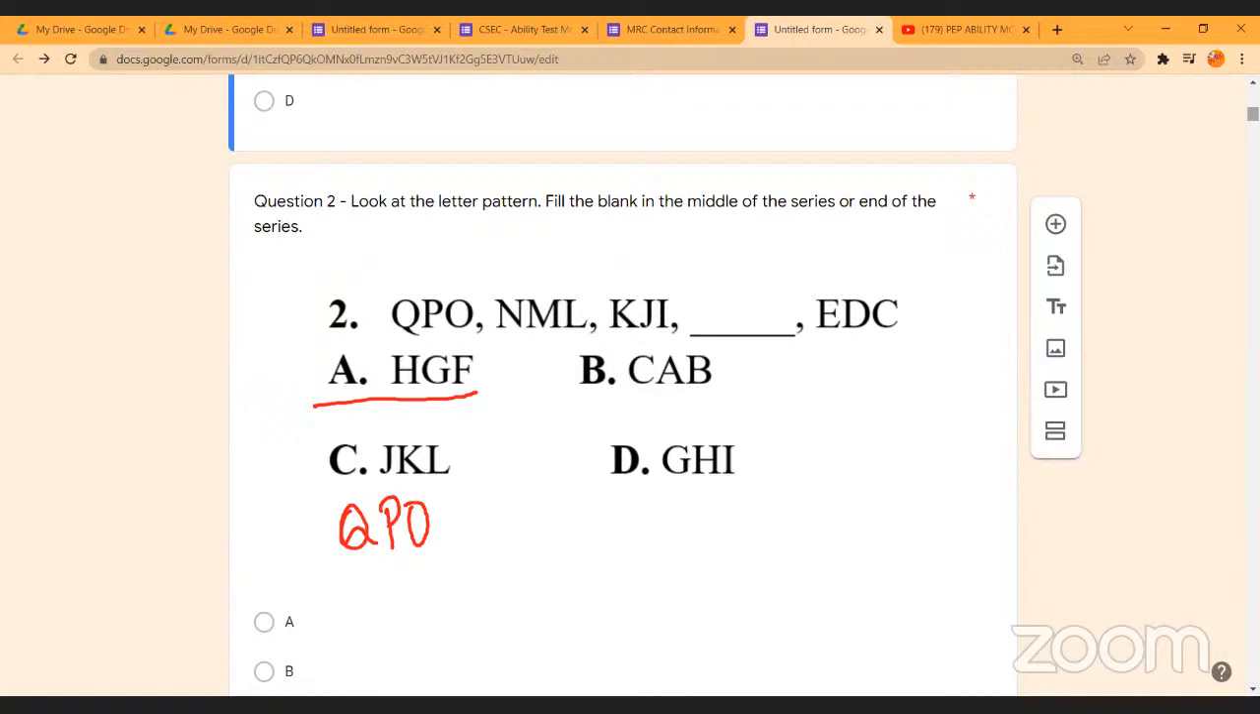N, M, L. All right. And then what? K, J, I. So you're at I now and you're going backwards. So what do you say? How do you know which letter comes next after the I?